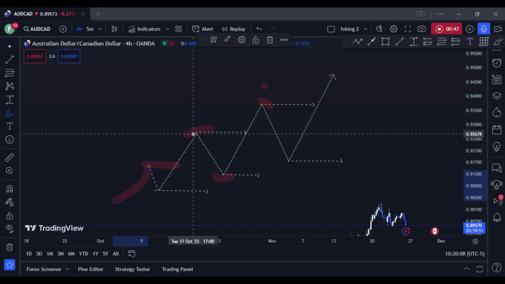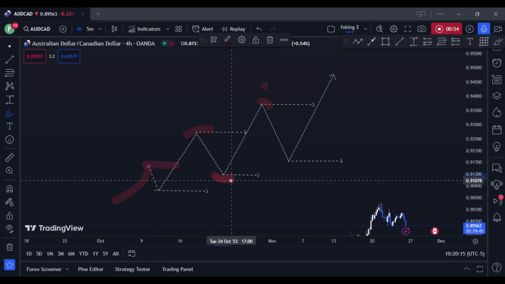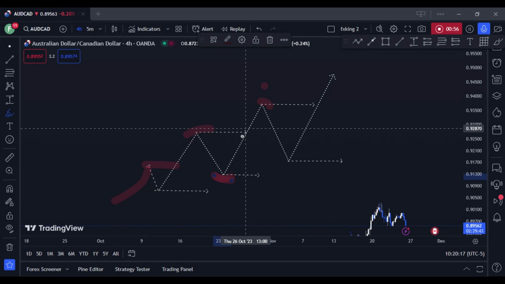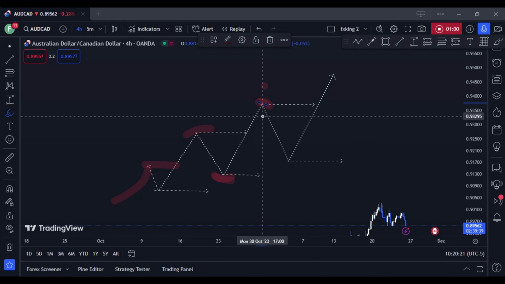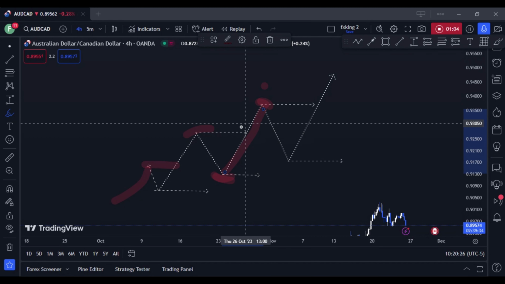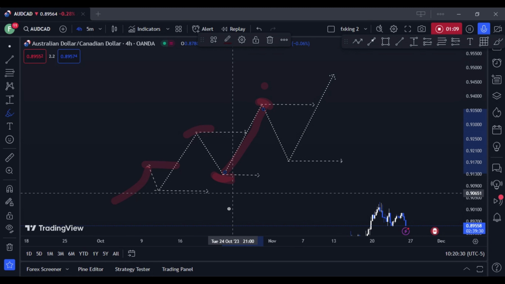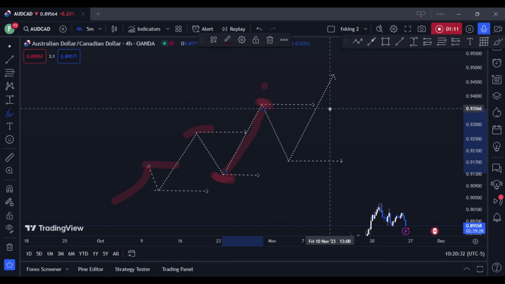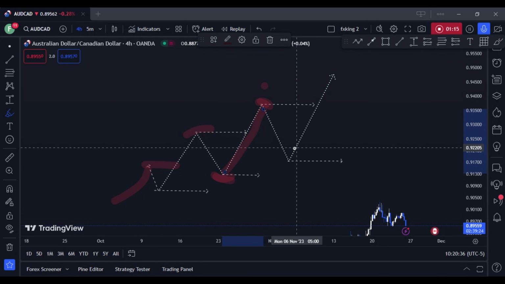So when this structure was broken here and this higher low was created here, our trading range shifted from here up till here. So when this retracement started, this is where we'll be looking for our point of interest to buy this market. Anytime there is a break of structure like the case that happens here, our trading range will shift also.